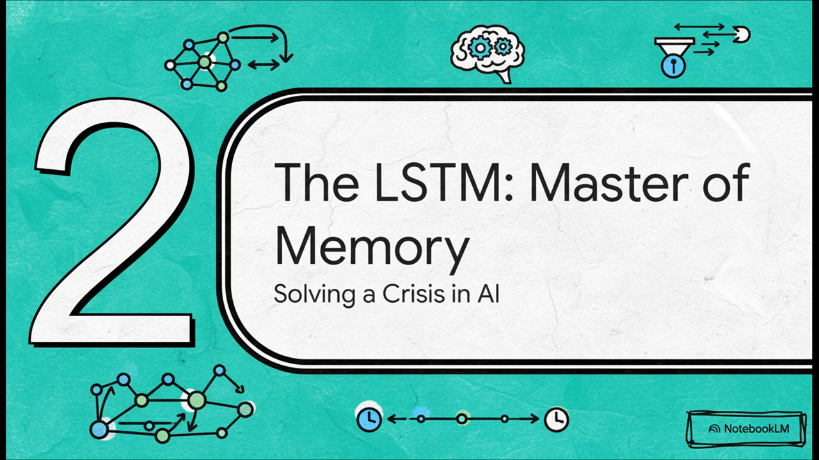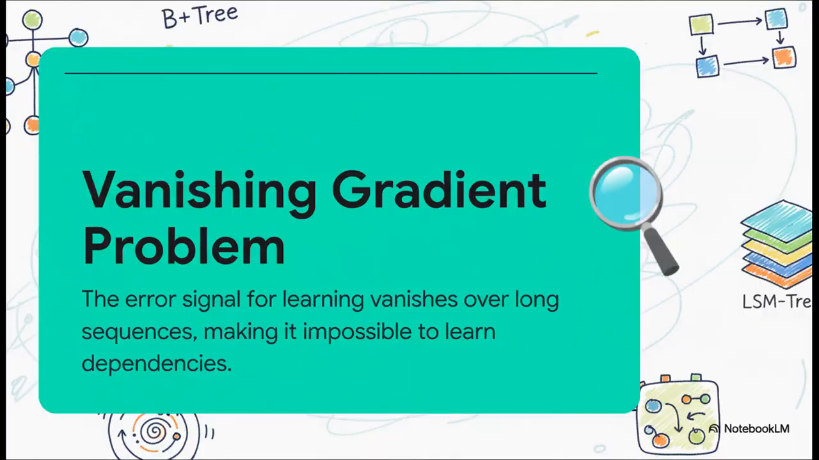Okay, so while the B+ tree was busy conquering the physical world of storage, a totally different battle was going on in the much more abstract world of AI. So let's switch gears and meet our second titan, the Long Short-Term Memory Network, or LSTM for short. And this thing was invented to solve a massive mathematical crisis that was basically grinding all AI progress to a halt. Yeah, just imagine you're trying to learn a new language, right? But by the time you get to the end of a long sentence, you've completely forgotten what the subject was at the beginning. That was the problem.